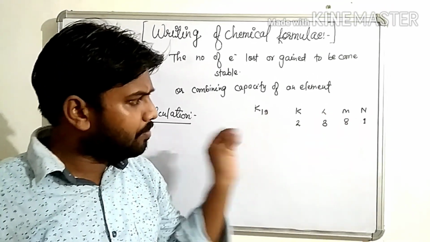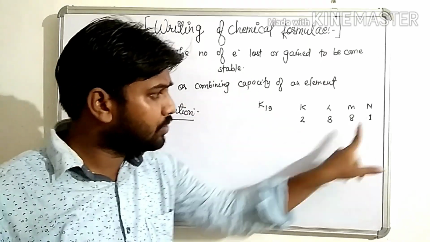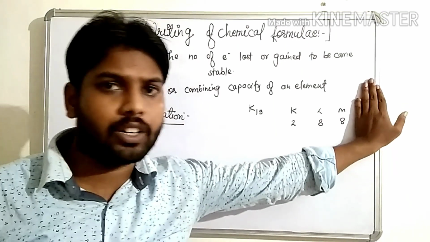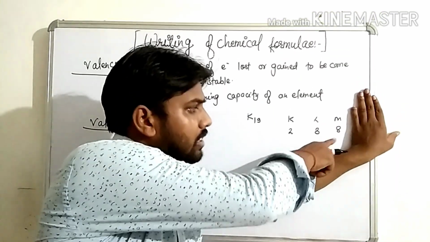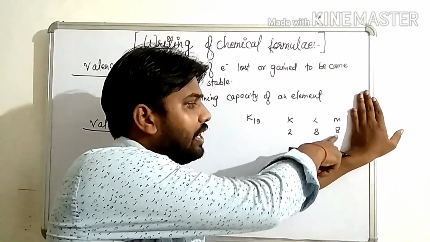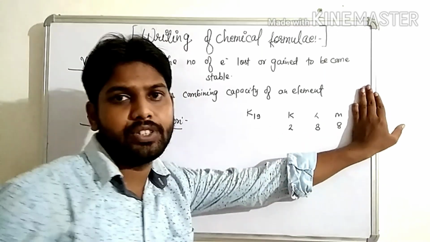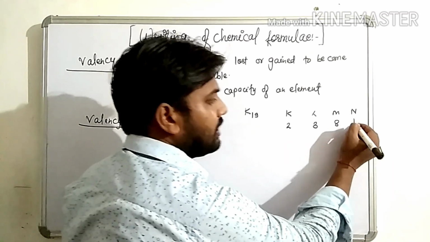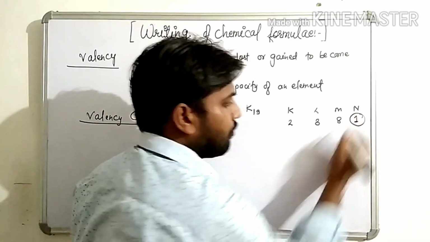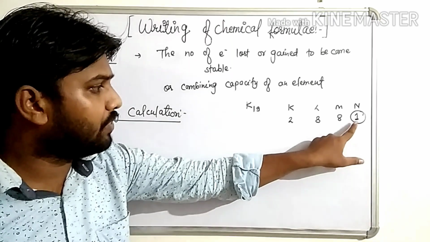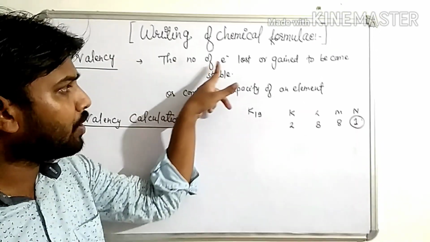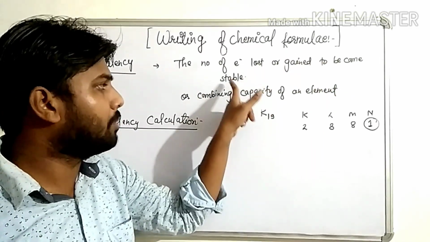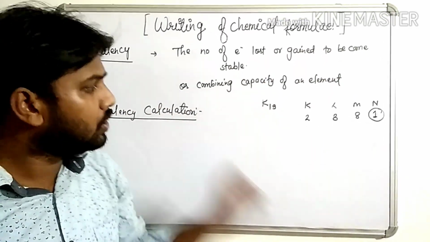But if potassium loses 1 electron, meaning gives 1 electron to another, after that the last shell will have 8 electrons and become stable. Clear children? So the valency of potassium will be 1, because the definition says the number of electrons lost or gained to become stable is called valency.